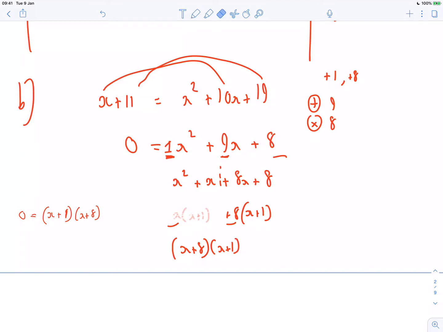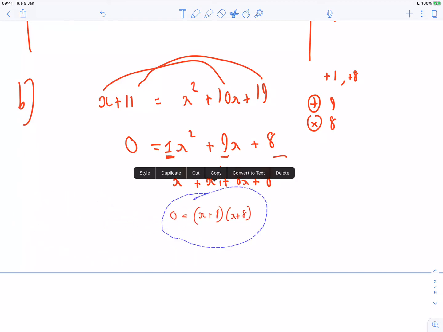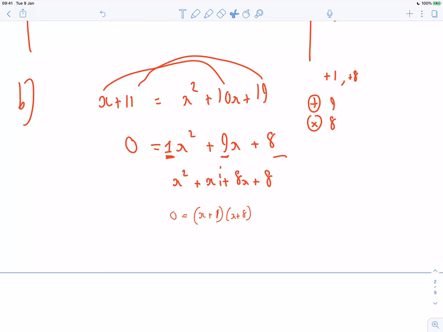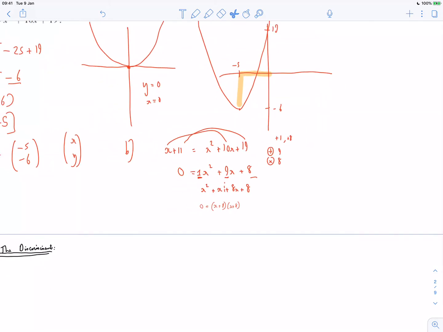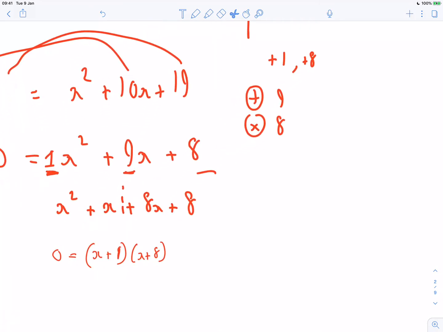So in the special case of when the coefficient of x squared, i.e. a, the a term, is just 1, then once you've done the whole adds to the middle, multiplies to the product of the outside, a and c, then you can just read it off. But it's not over yet, because it says determine the coordinates of the points of intersection. Well, we have to solve this.